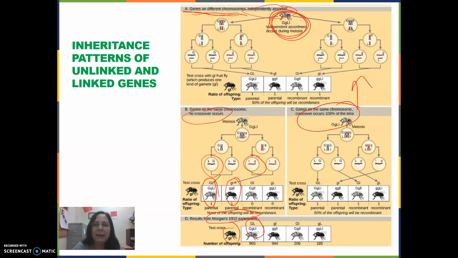What you get is 965 of the offspring are heterozygous for both traits, and 944 are homozygous recessive. These are the results you would see normally if there's no crossing over. But since there is some crossing over, we have a few that have the other possible combinations you get from independent assortment: big G, little l, and little g, big L. 100% crossing over would mean all these numbers would be equal. But you have only 206 and 185 of the second two possibilities of offspring. Since you don't have as many, we know that crossing over is happening, but not at 100% frequency.